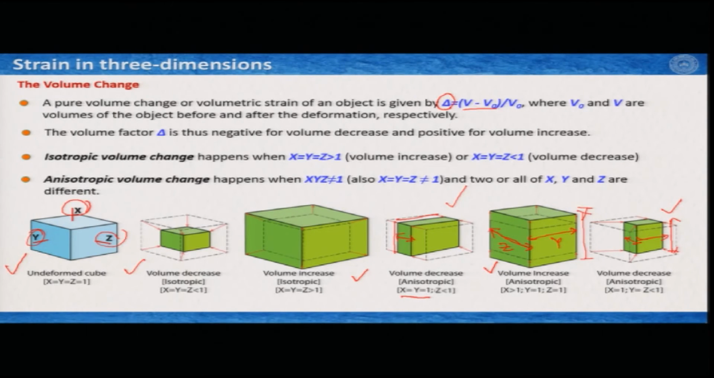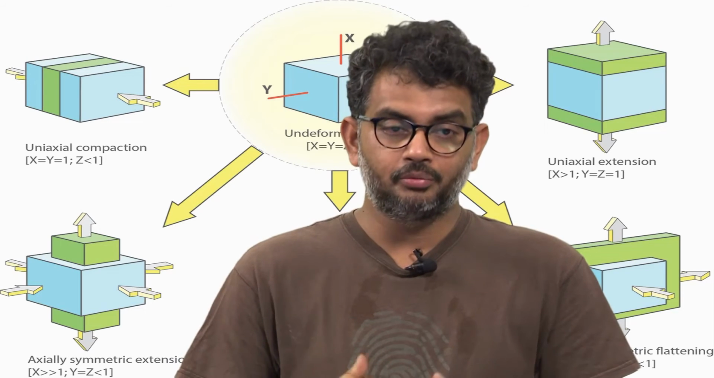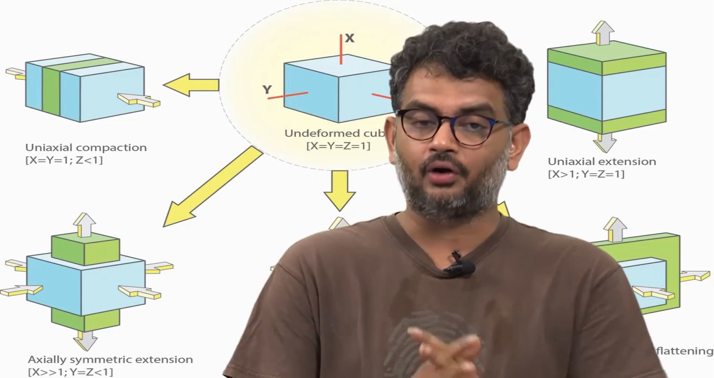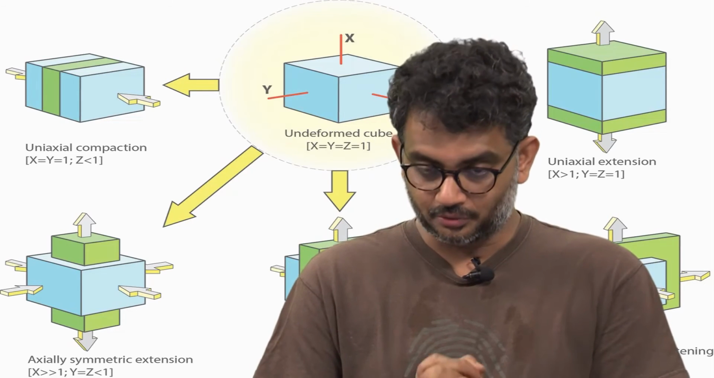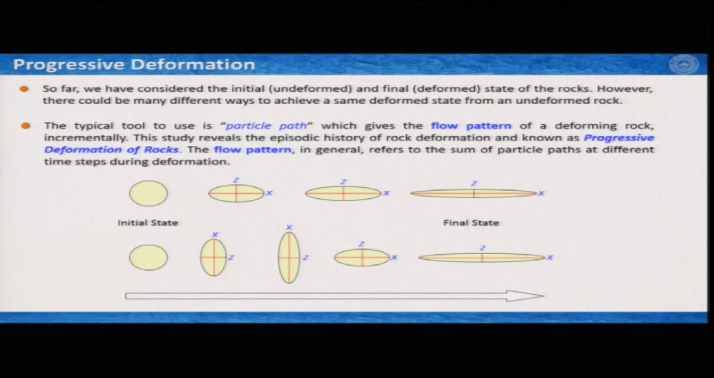Now, so we have learned so far about homogeneous deformation in 3 dimensions and also volume deformation, that means you can change your volume in 3 dimensions as well. The next topic we will discuss in this lecture is progressive deformation.